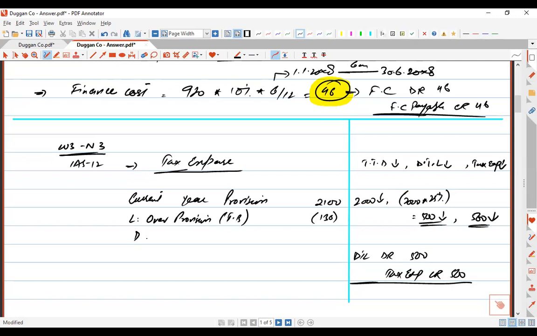Resultingly, how is this impacting the tax expense? Due to the reduction in the deferred tax liability, our tax expense is reducing. Our tax expense is reducing, which means we have to deduct an amount of 500 from the total expense. So by taking all these impacts, total tax expense for the year is calculated as 1470.